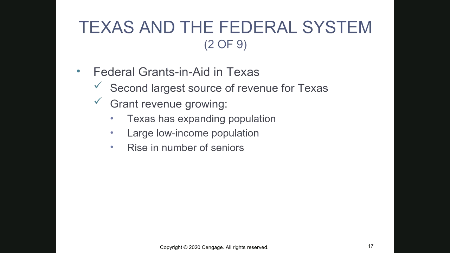And our grant revenue is growing. Texas has an expanding population, we have a large low-income population, and we have a rise in the number of seniors. So anytime we're talking about vulnerable populations, we know that they're going to need more social support services, which means that we're going to be more reliant on the federal government in the form of governmental aid, which on the one hand is really good, right?